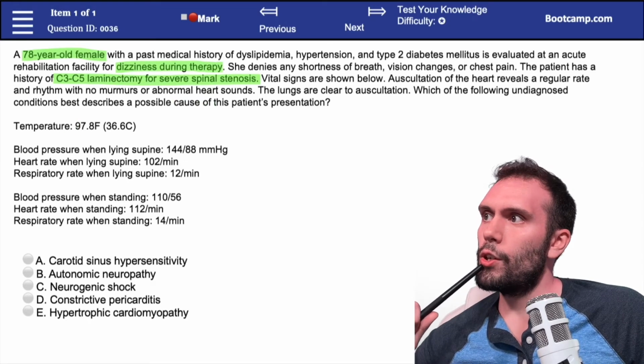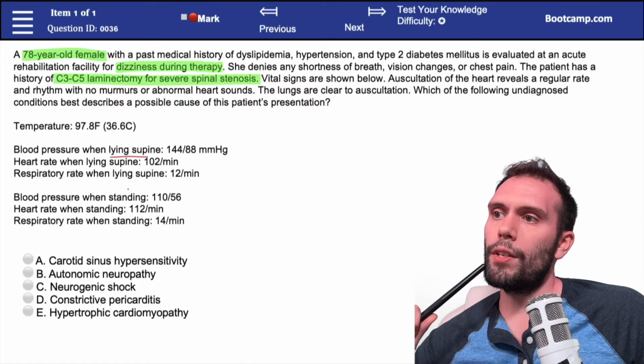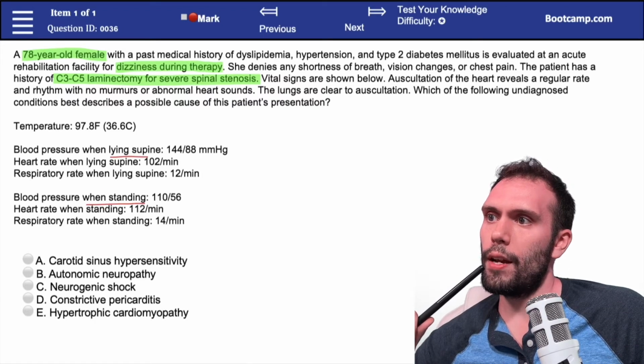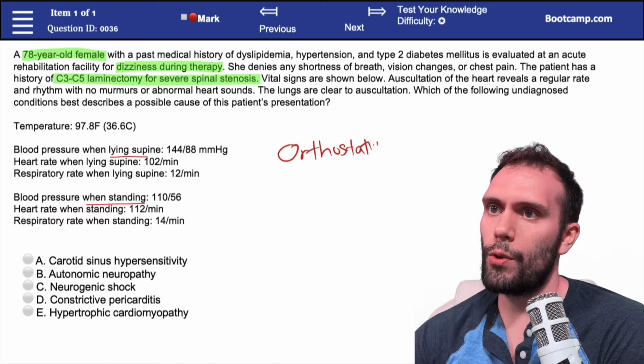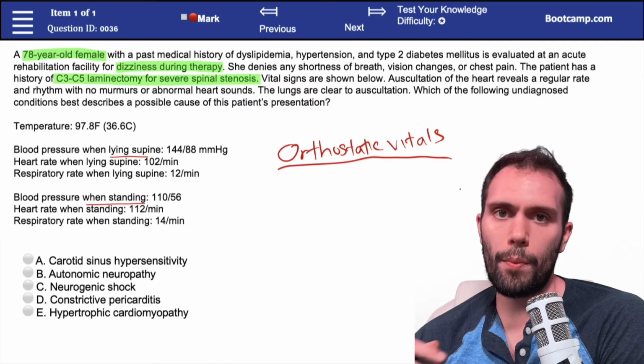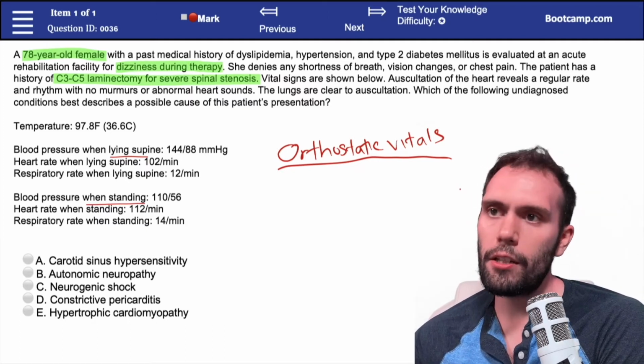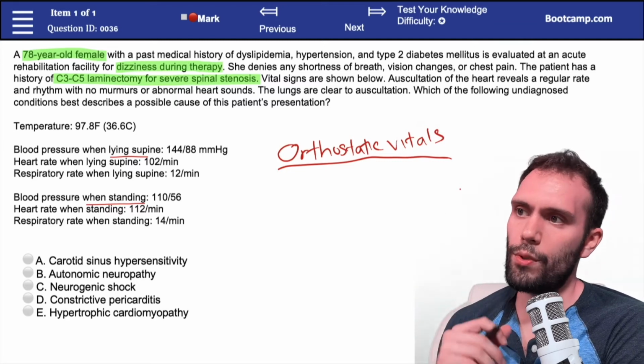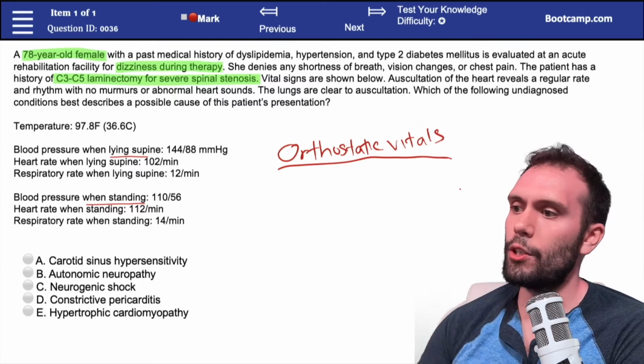So, this is a really classic example of when they're testing you on orthostatic vitals, right? Blood pressure when lying supine, blood pressure when standing. So let's just talk about these for a minute. Usually you'll get a blood pressure when the patient is supine. You can do it when they're seated and then when they're standing. And usually you want some time interval. A lot of people will say 5 minutes after standing, you might get another blood pressure.